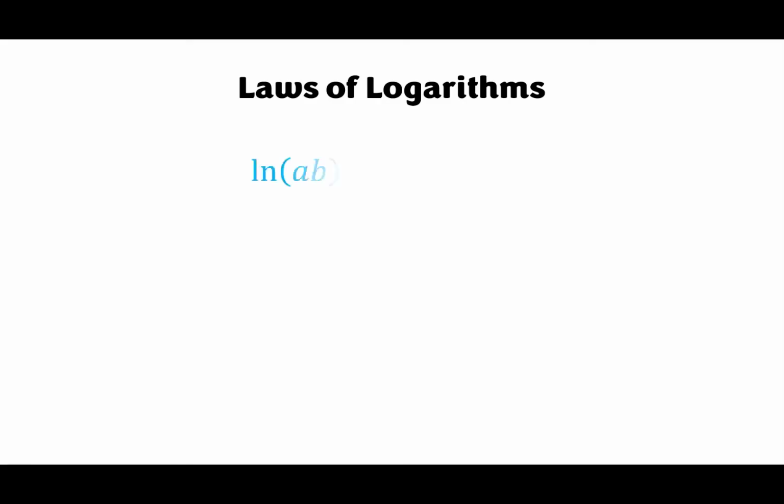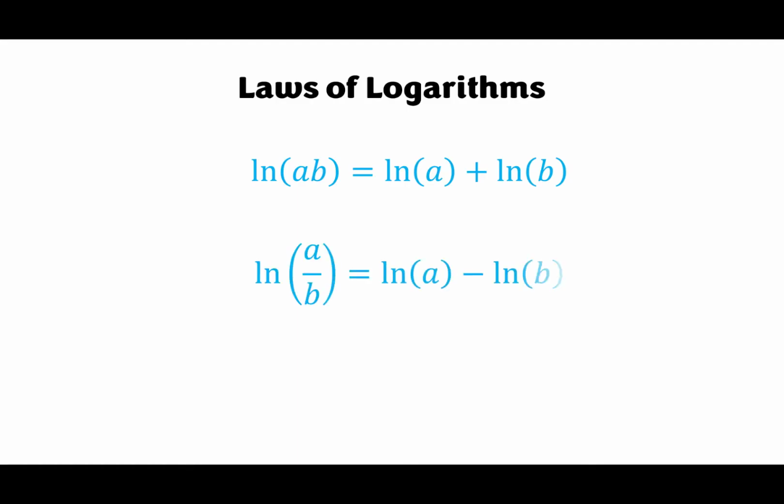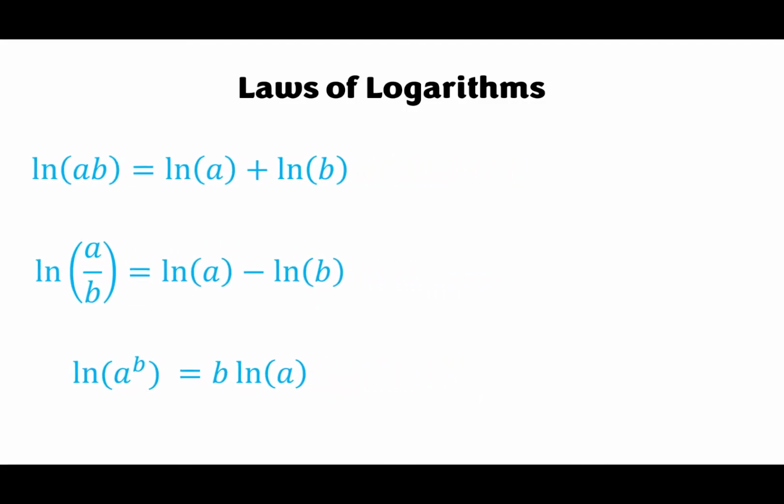And the first one is, if you're taking the logarithm of a product, that turns into a sum of logarithms. The next law is if you're taking a logarithm of a quotient, that turns into a difference of logarithms. The last law is that an exponent can go in front as a coefficient and it remains equivalent. Let's look at an example of each one.